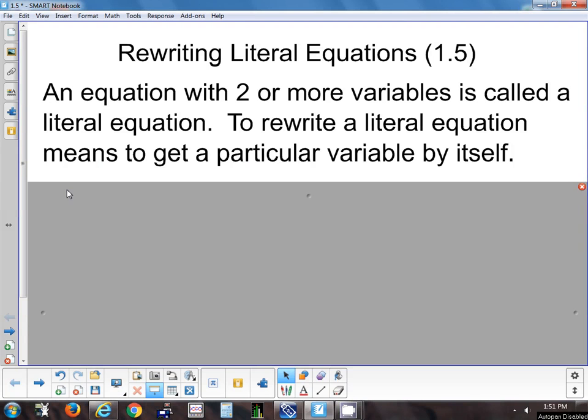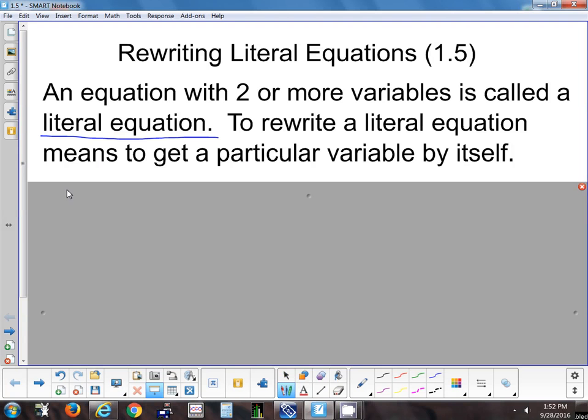Okay, so it says an equation with two or more variables is called, and that's what you want to fill in on your notes. That's called a literal equation. So an equation that has two or more variables is called a literal equation. You write two words in that space. Literal equation.